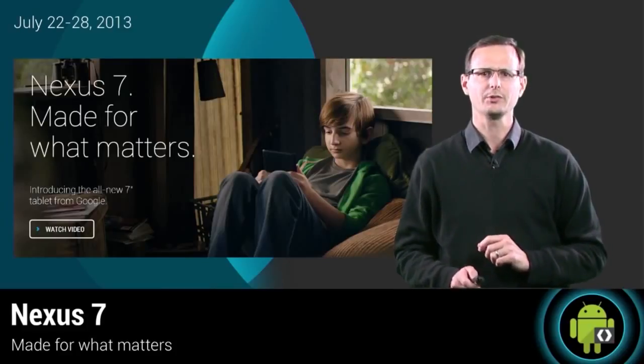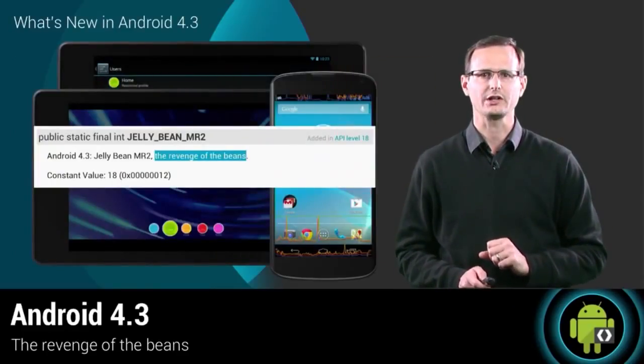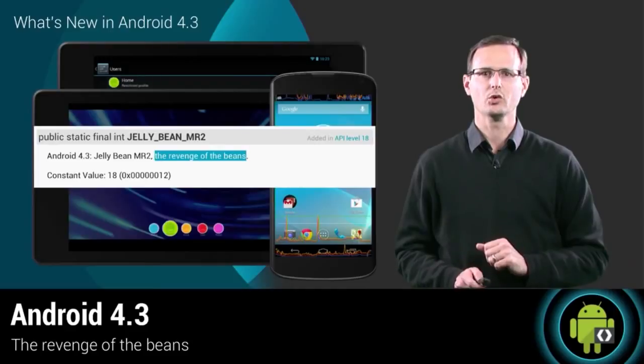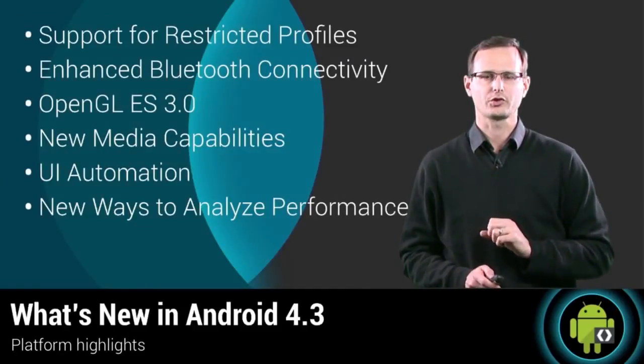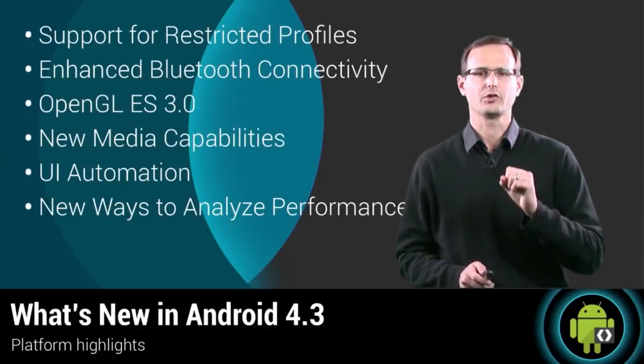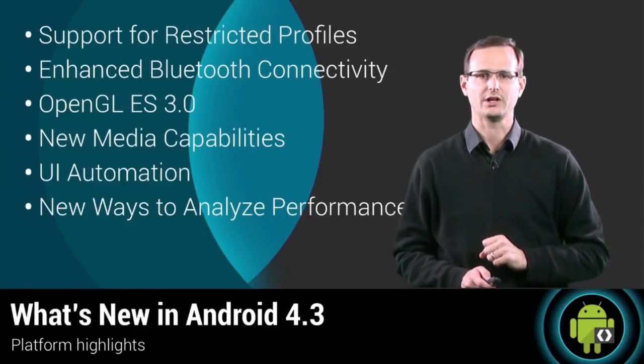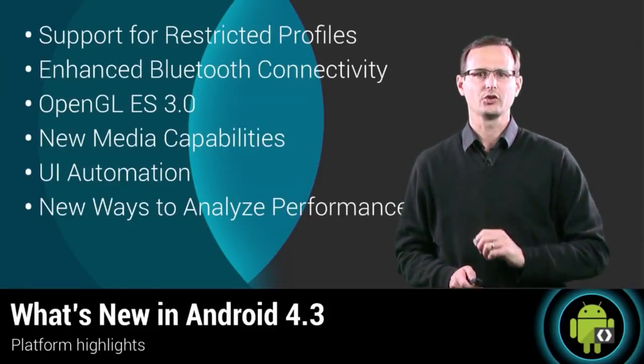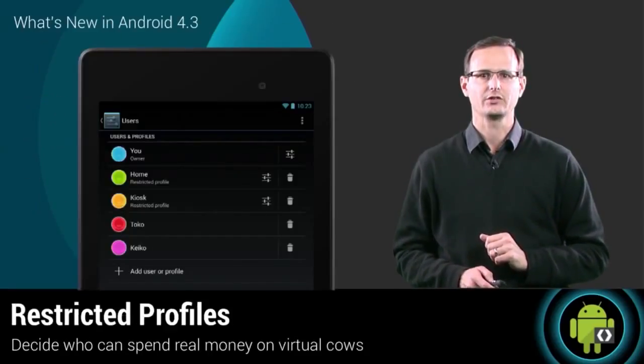But the real news for developers is the release of Android 4.3. In addition to the inclusion of even more butter, it includes support for restricted profiles, OpenGL ES3, Bluetooth Low Energy, and improvements to media, accessibility, and performance analysis. Let's take a closer look at some of these new APIs.